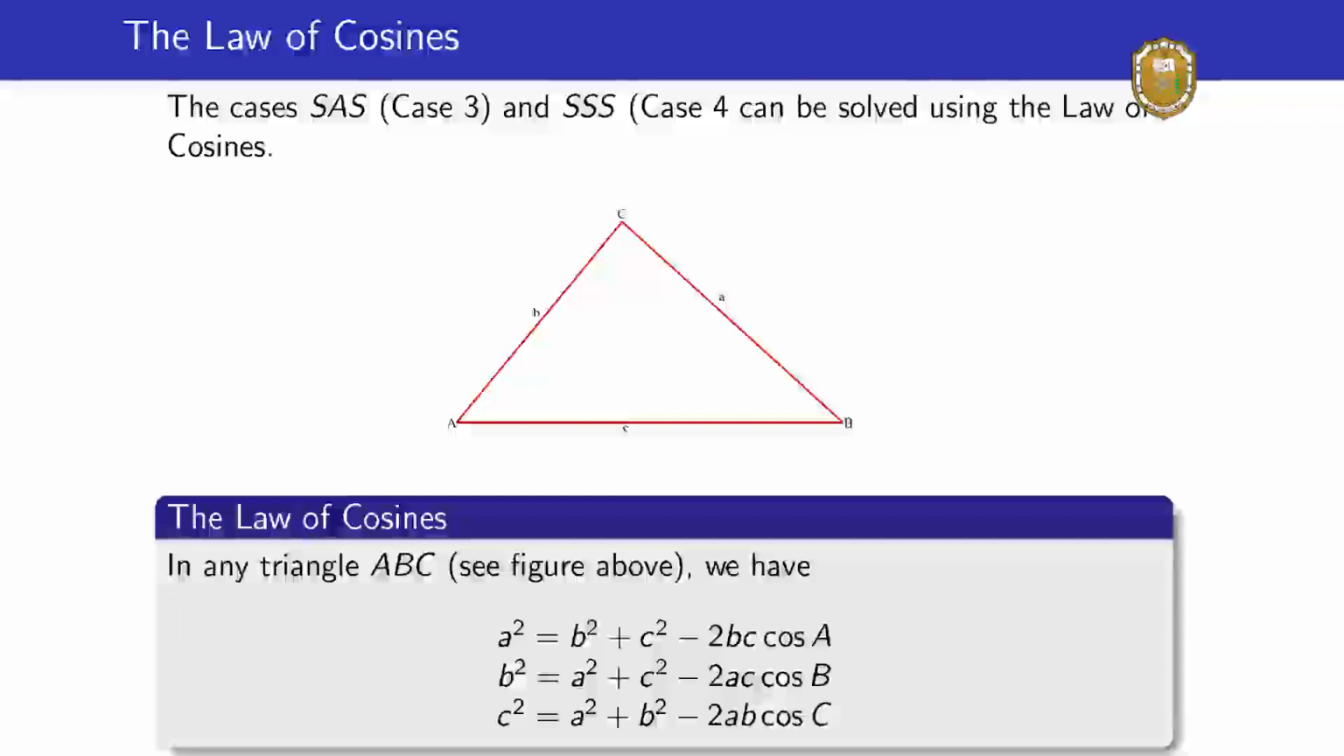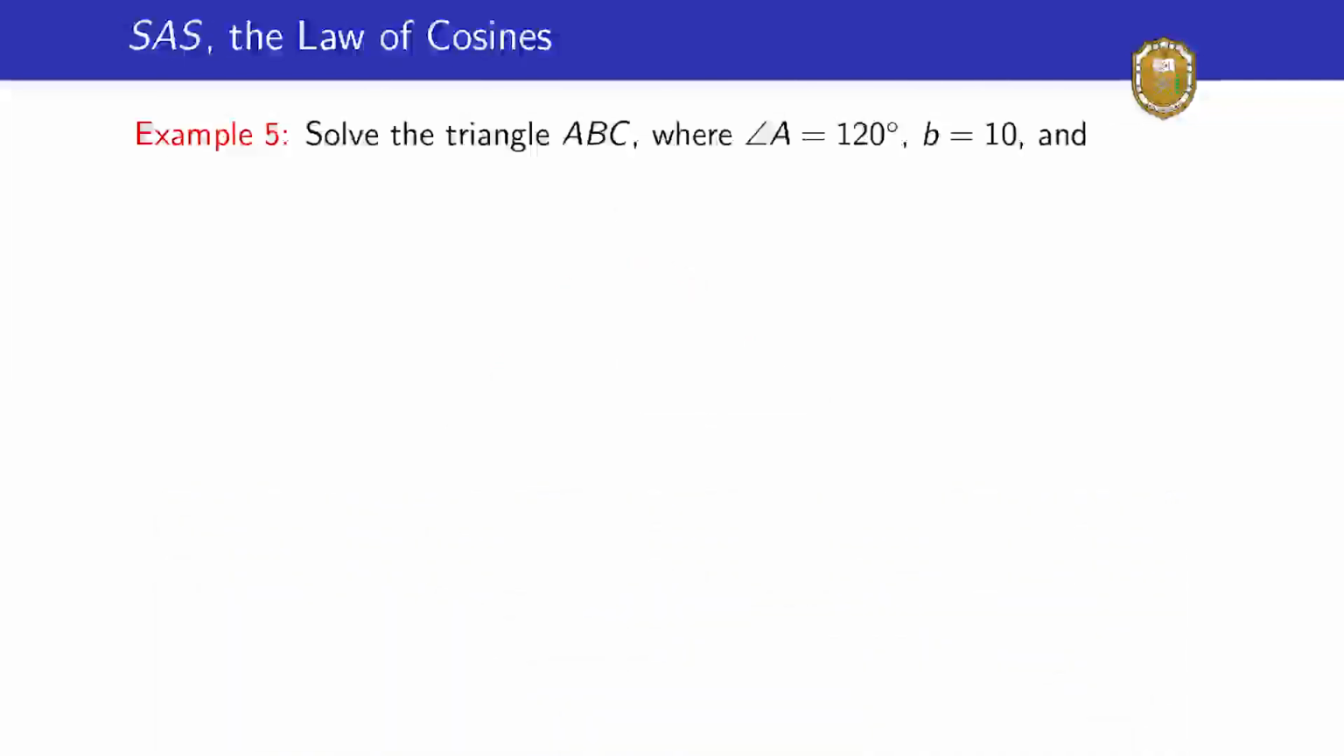So how do we apply the law of cosines? Let's look at the case where you are given two sides and one angle, SAS. So this is considered in example 5. The example says, solve the triangle ABC, where angle A is 120 degrees, length b is 10, and length c is 18. First, we find a using the law of cosines.